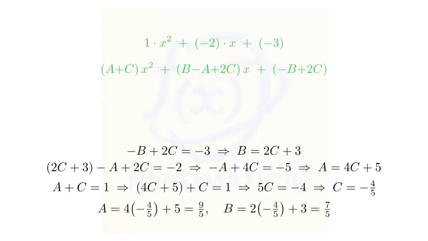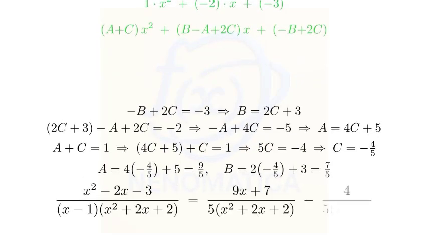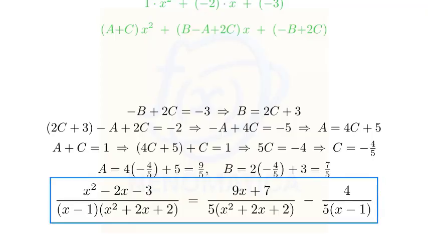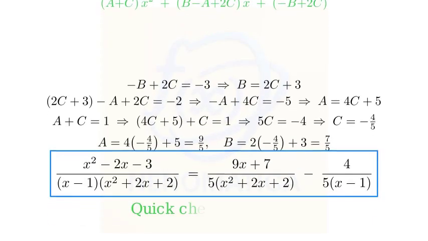Finally, write the decomposition. The original fraction equals (9x plus 7) over 5 times (x squared plus 2x plus 2), minus 4 over 5 times (x minus 1). That is the partial fraction decomposition. Quick check. Multiplying back the denominators reproduces the numerator, confirming the constants.